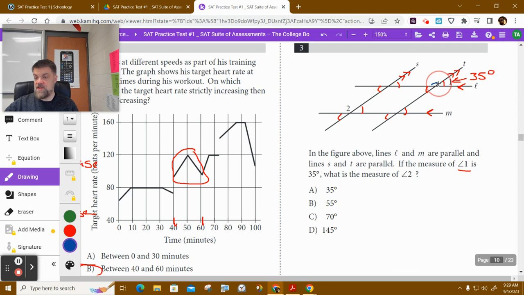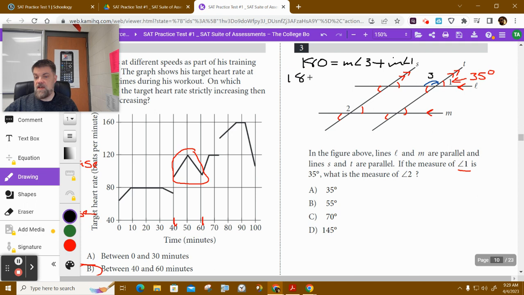In other words, what is this angle? 145. Yeah. How'd you get that? Straight line is 180 degrees. Yeah, so 180 degrees is equal to whatever that angle is. We'll call it the measure of angle 3. So we'll call this 3, plus the measure of angle 1.